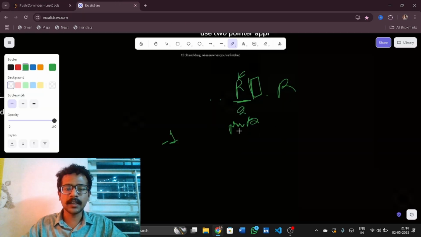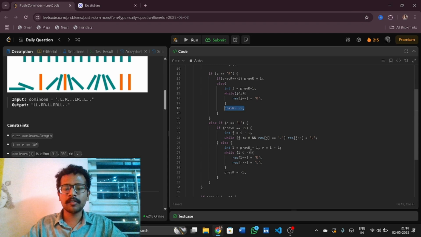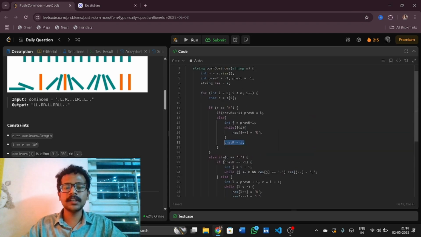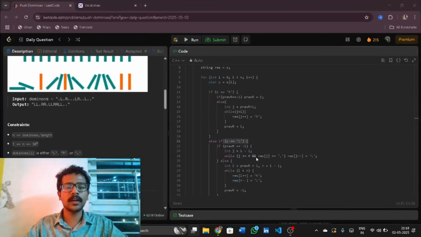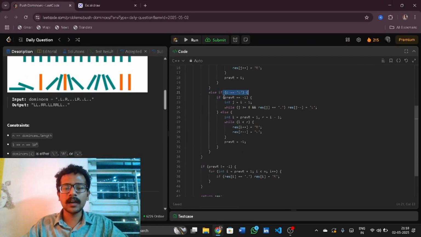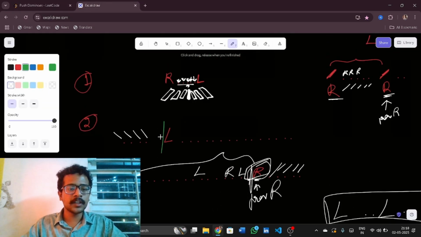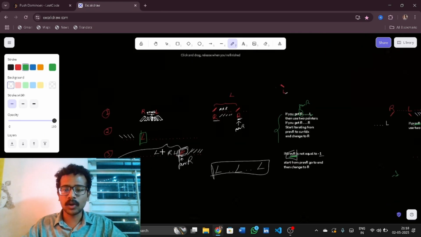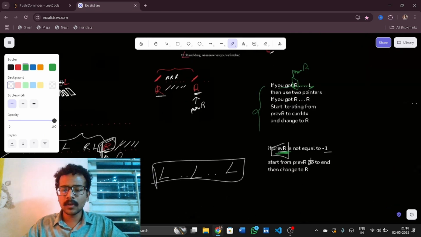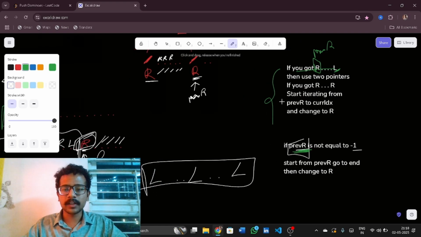That's what I said here. The previous R will be changing to this as I got a new R, which will become the previous R. Now, else if C is equal to L, what do I need to do at this point? Now previous R is equal to -1. If previous R is equal to -1, that will be the condition, right? Yes, this is the condition. Previous R is equal to -1.